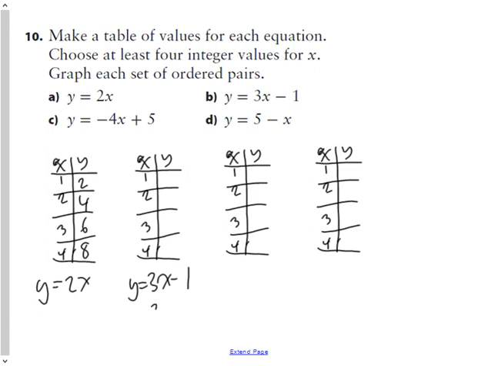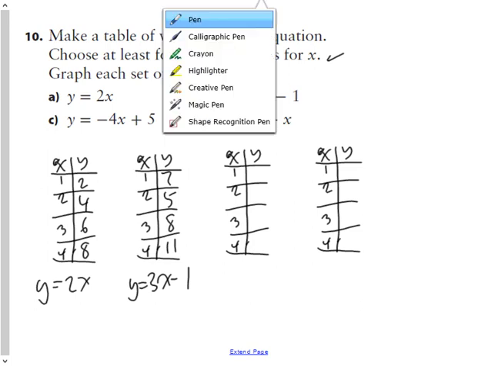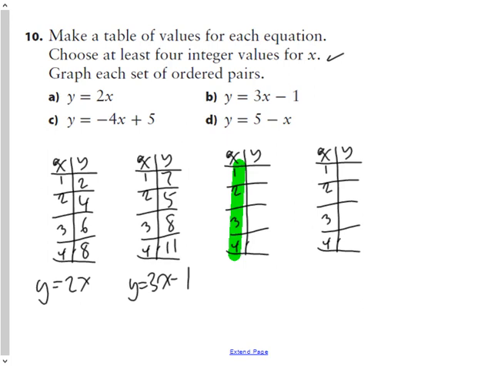In B, y equals 3x minus 1. If x equals 1, y will equal 2. If x equals 2, 5. If x equals 3, 8. And if x equals 4, 11. And by the way, it says give at least 4 integers for x. So the reason why I chose 1, 2, 3, and 4 is it's the easiest 4 numbers to work with, and when we graph them, it's the easiest one to graph them with as well.